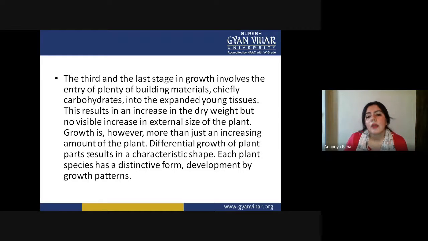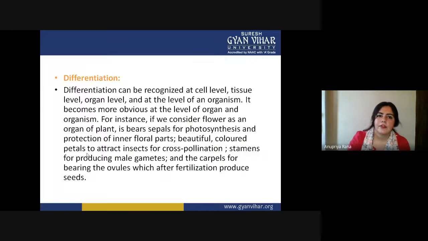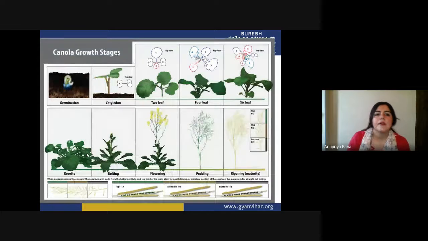How do they know that? Basically, this process is called differentiation. We will see the differentiation here. Just see some canola growth stages. We take a canola plant here and show you how beautifully it grows from just a cotyledon to ripening, the maturity to the old age.